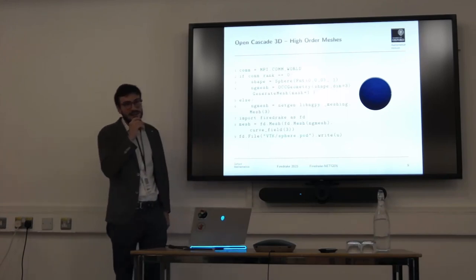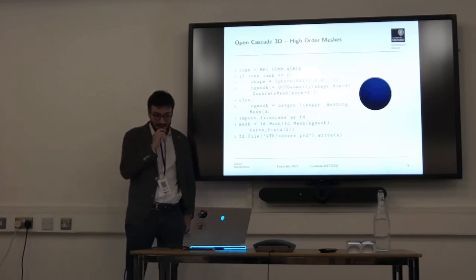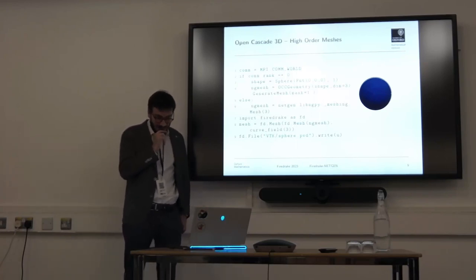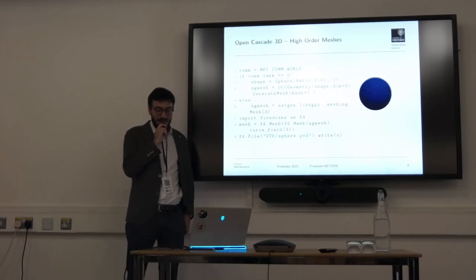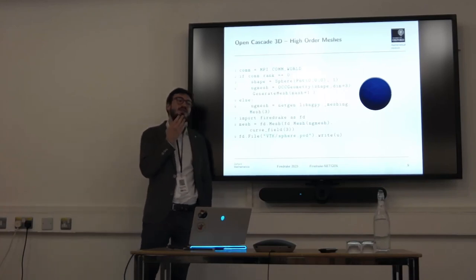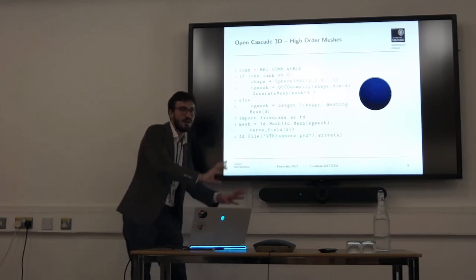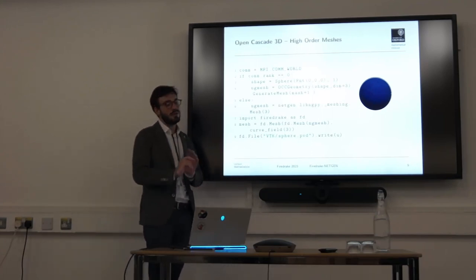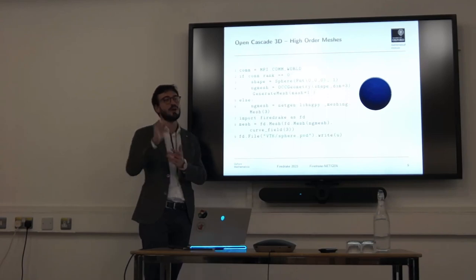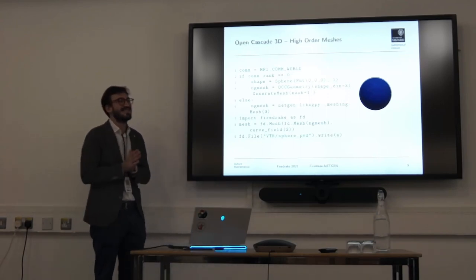So it does run in parallel, and it creates meshes in parallel. The Netgen Firedrake interface is not capable of doing that. So you can run it offline, as you would run Netgen, and then import it, and this will work, but not in a single Python script. We're getting there, I promise.